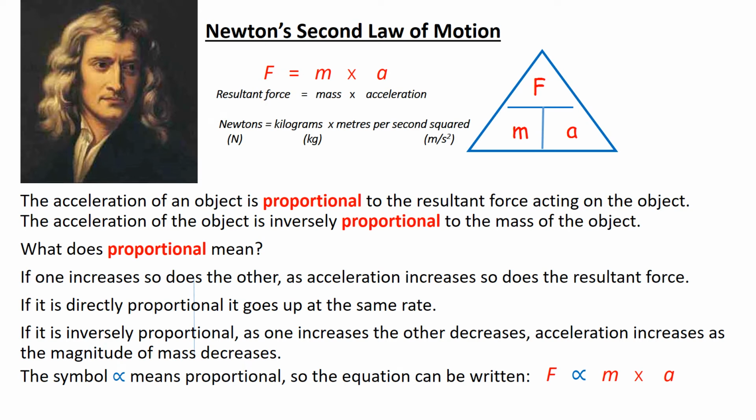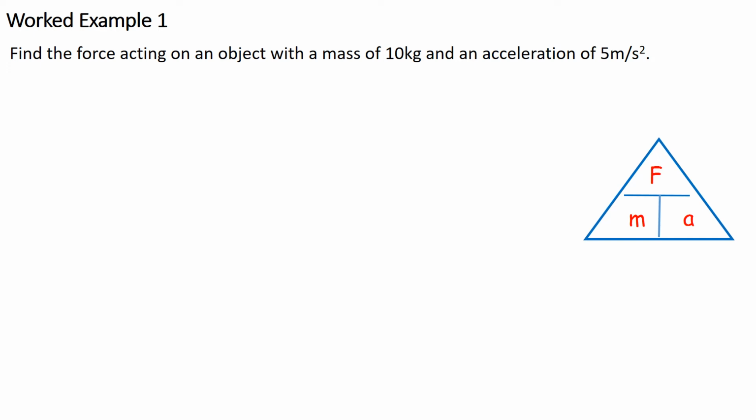And the symbol, which is drawn on the slide in blue, that symbol is proportional. So if we talk about the resultant force being proportional to mass times acceleration, we know that if we increase either mass or acceleration, then we get a proportional change in that resultant force. So let's look at an example so we can work through it together.